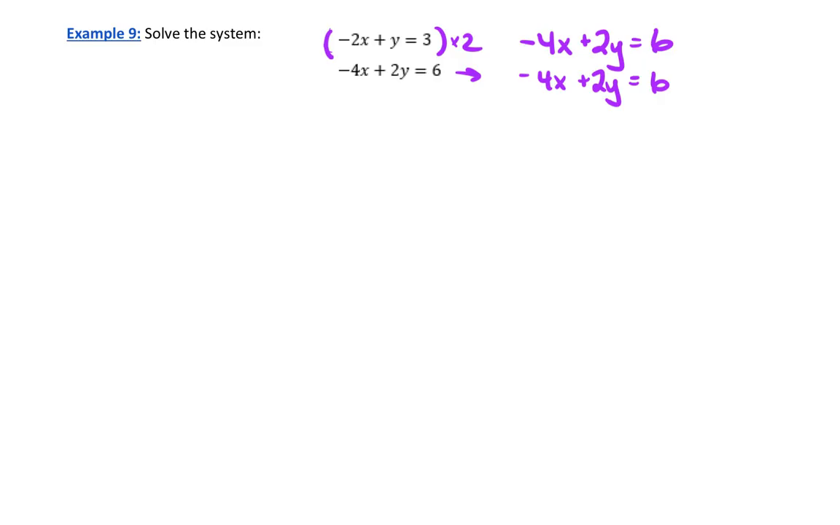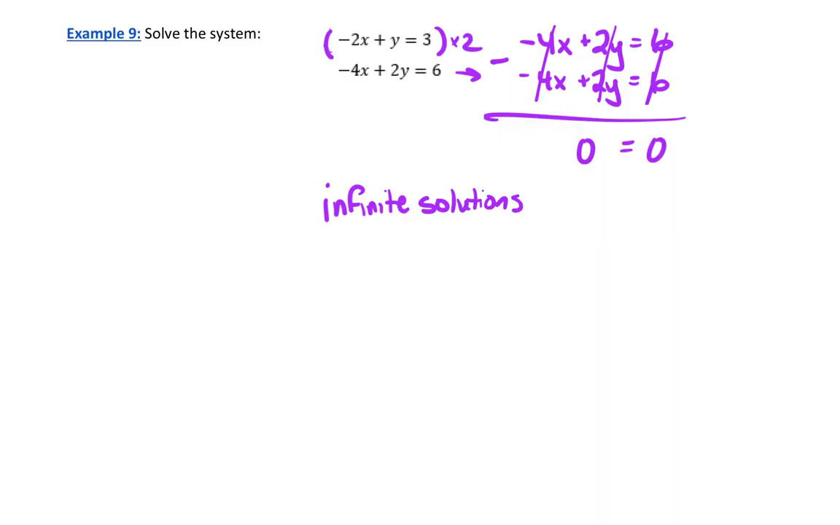But if we don't notice and we continue to solve, well, if we try to subtract these, negative 4x minus negative 4x is 0. 2 minus 2 is 0. 6 minus 6 is 0. So I get 0 equals 0. That is a true statement. That should tell you that this system has infinite solutions. Graphically, if I graph those two equations on the same coordinate grid, they would end up on the exact same line. So every single point on that line solves both systems, both equations, excuse me.